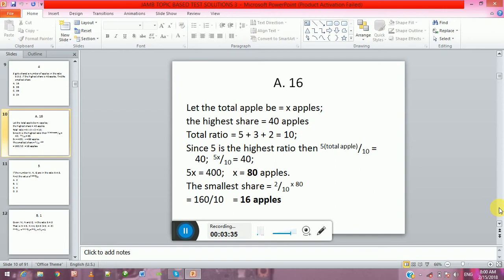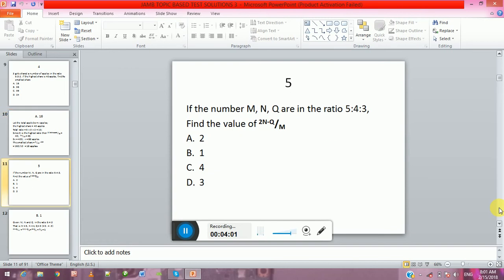The smallest share is then 2 over 10 times 80, giving us 160 over 10, to give us 16 apples. We use 2 because 2 is the smallest ratio. So when you say 2 times the total number of apples, which is 80, all over 10, which is the total ratio, we get 160 over 10, which is 16 apples.